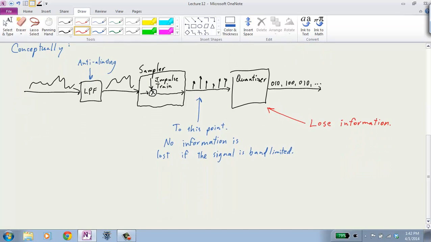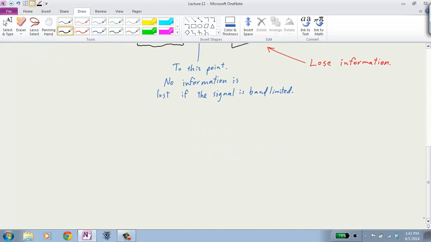Let me draw a picture of what we mean by quantization here. So we'll do a 2-bit quantization. Of course, with 2 bits, there are 4 quantization points, because there are 4 combinations of 2 bits, right? So here's what we mean.